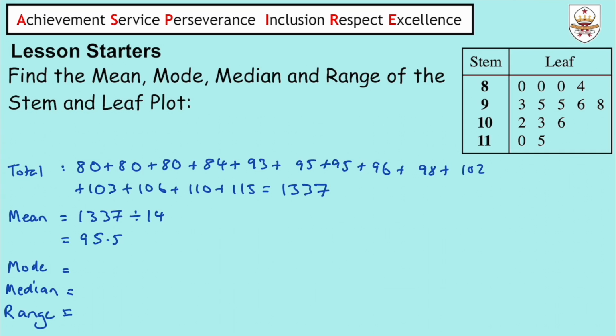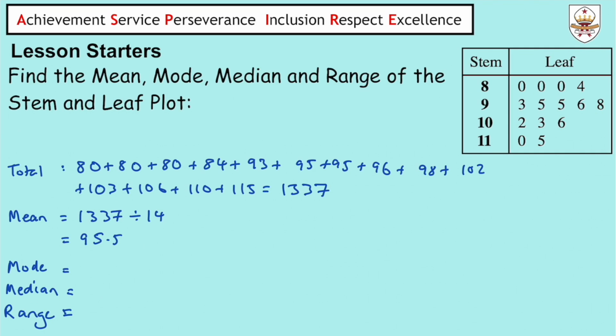All I've done there is add up all the numbers here, which is represented by this line, and I get a total of 1,337, and divided by the number of numbers, which is 14 in this case. This gives us a mean of 95.5.